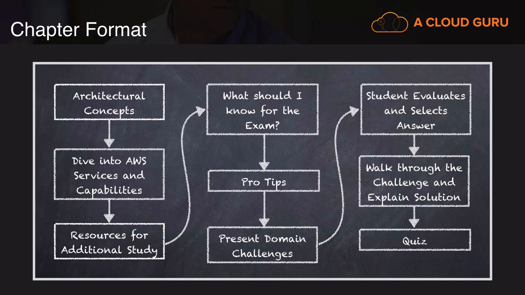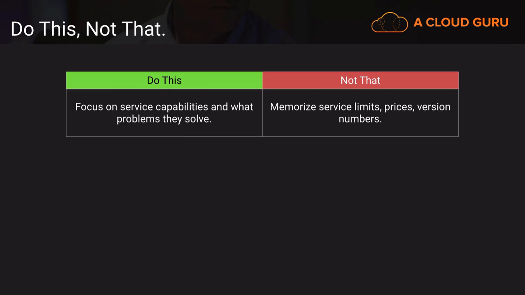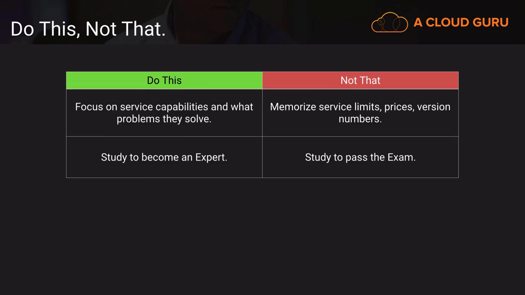And then finally, just to reinforce some of the things that we introduced in the chapter, we're going to have a brief quiz at the end. Now, here are some overall things that I would recommend as you go through this course. First of all, focus on the services and capabilities and what problem they're trying to solve. Don't memorize service limits, prices, version numbers. That's not going to help you. That's not part of the exam.